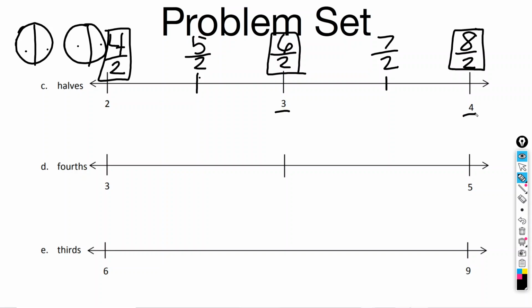And if you want, you can check your work. 6 divided by 2, count by 2s till you get to 6. 2, 4, 6, 3 times, so 3 wholes.